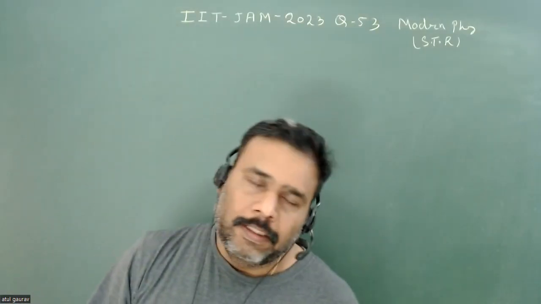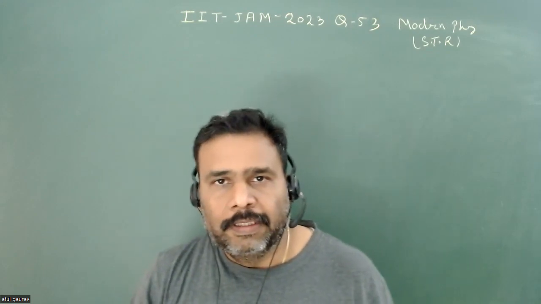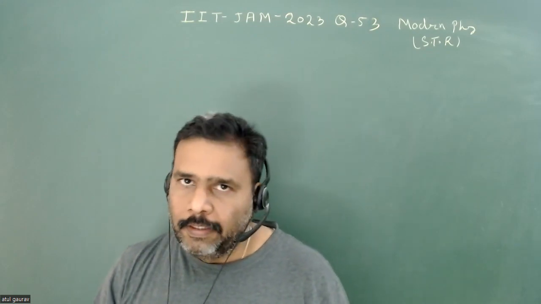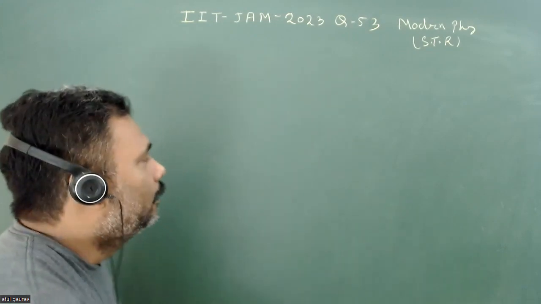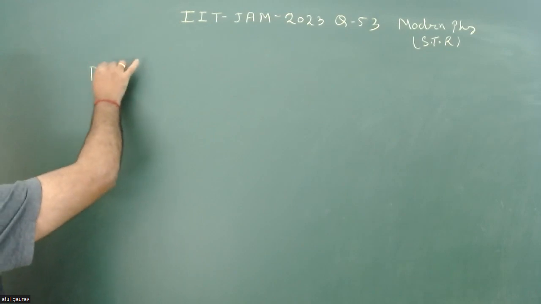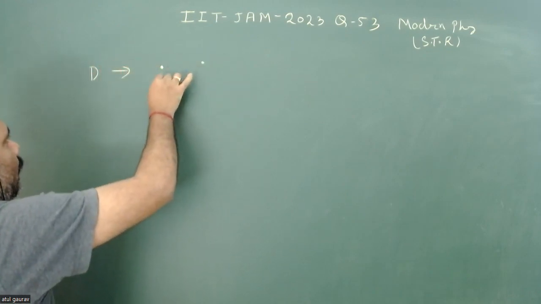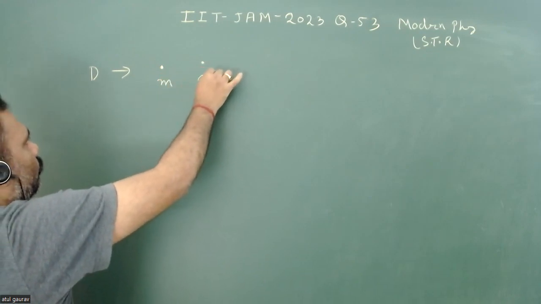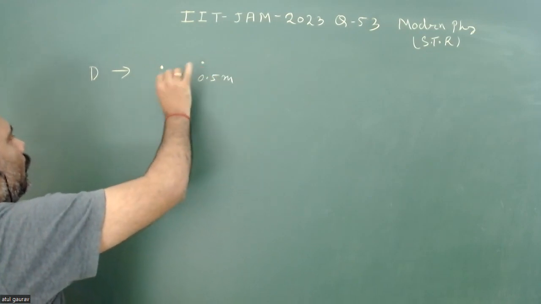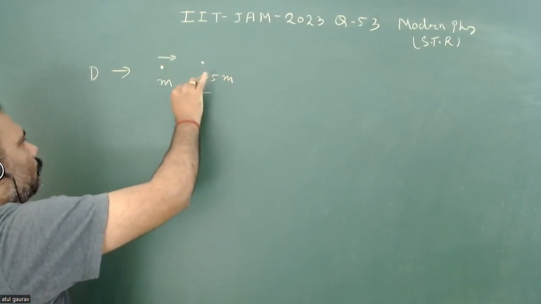Hello students, let's try to solve one more problem from IIT-JAM 2023, and this problem is again from special theory of relativity. And this is a very nice problem. So there is a detector which will be broken into two particles whose rest masses are m and 0.5 m, and both are moving in opposite directions.